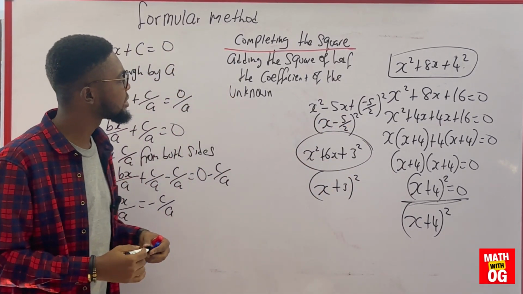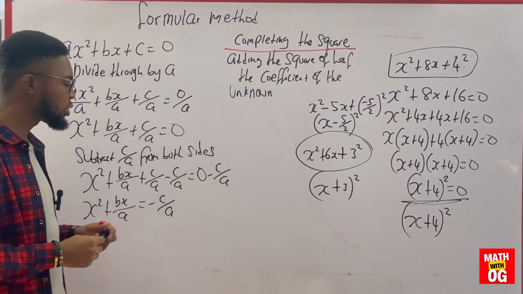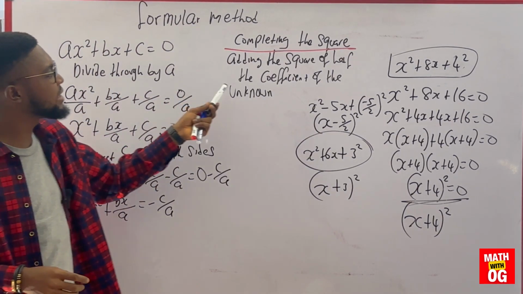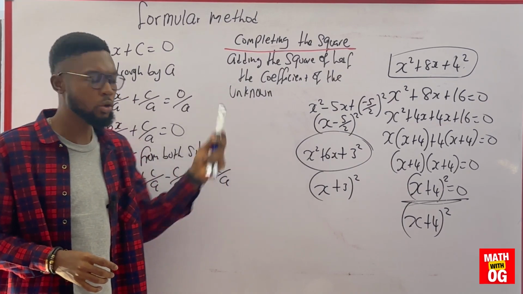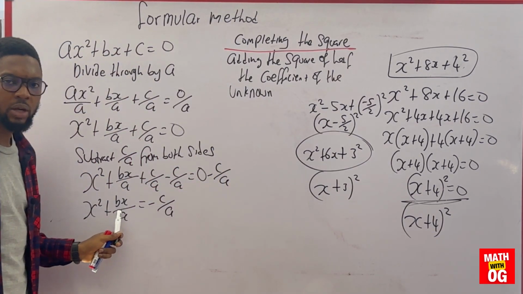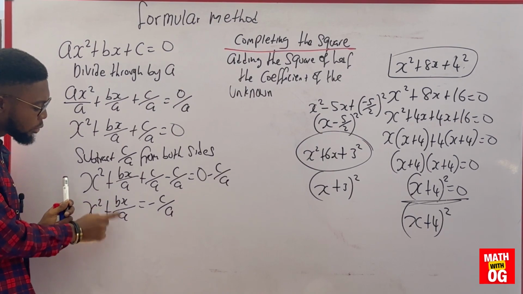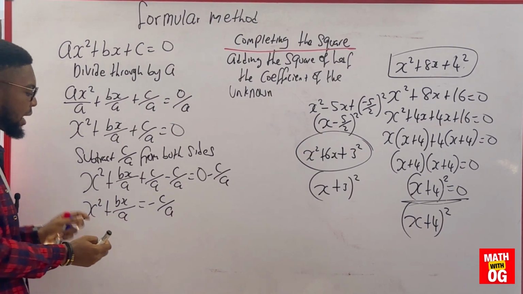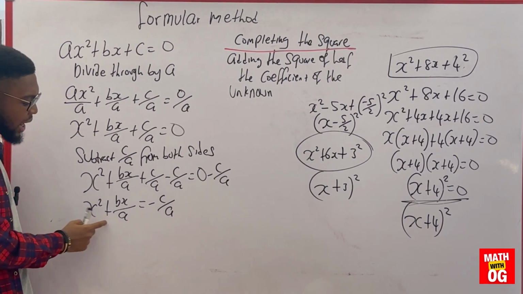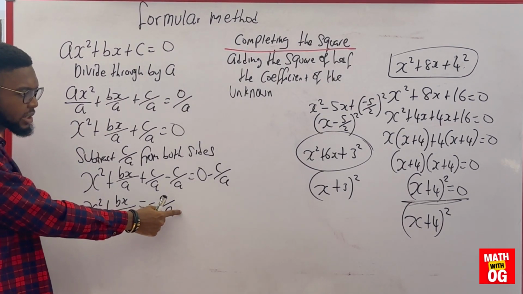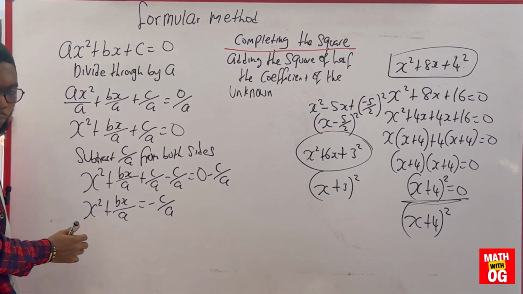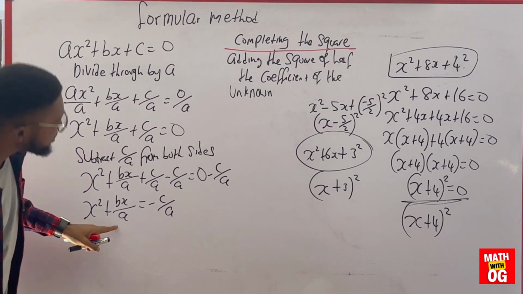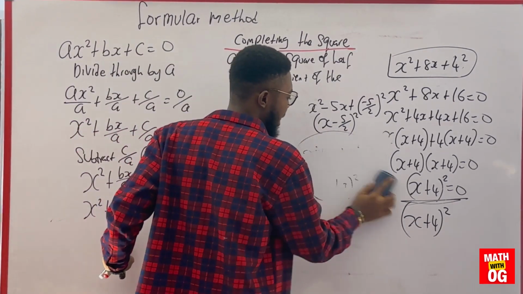So you should take note that whenever you are making an expression a perfect square, you simply add the square of half the coefficient of the unknown. In this case, the unknown is x. So I'm going to add the square of half the coefficient of the unknown, which is what? B over a. And remember, this is an equation. So whatever you add to the left-hand side, you must add to the right-hand side to make this equation remain intact. Whatever we add to the left-hand side, let's add to the right-hand side.